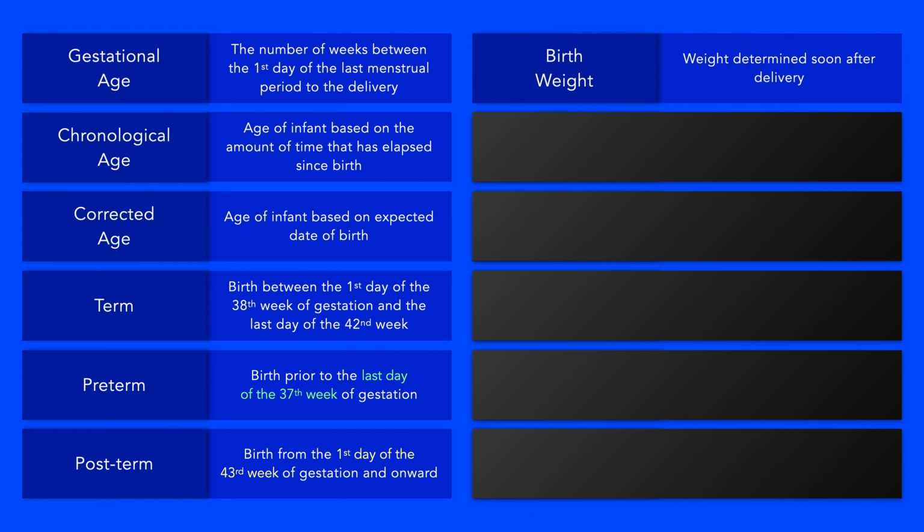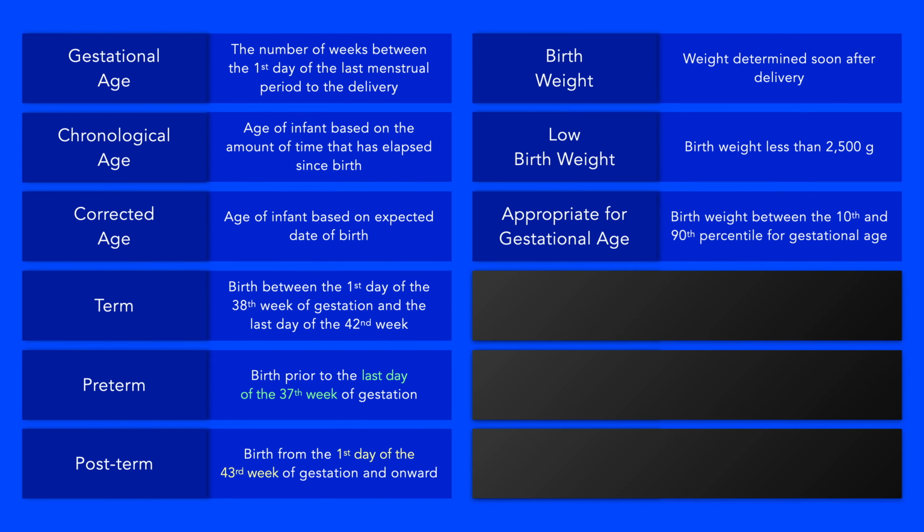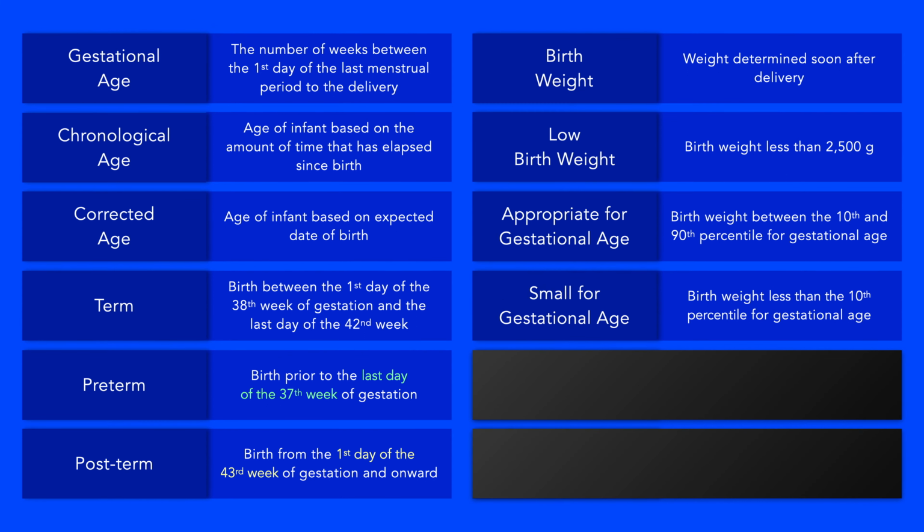Birth weight is the weight that is determined soon after delivery. Low birth weight refers to birth weights that are less than 2,500 grams, irrespective of gestational age. Appropriate for gestational age refers to birth weights that are between the 10th and 90th percentile for gestational age. Small for gestational age refers to birth weights that are less than the 10th percentile for gestational age.